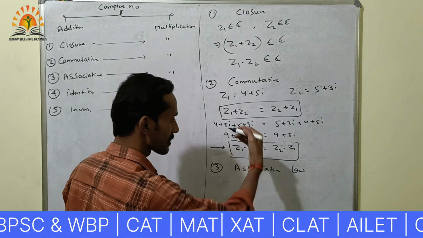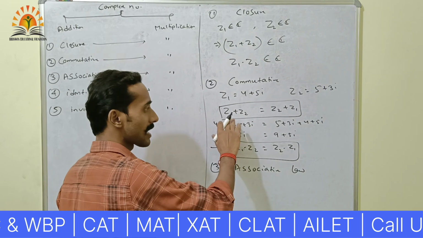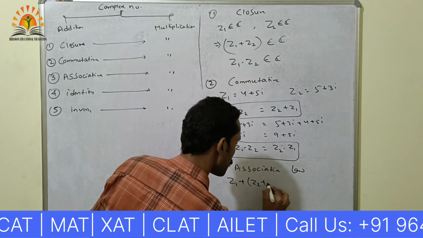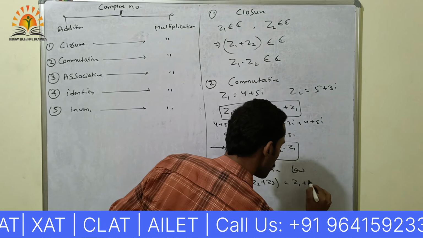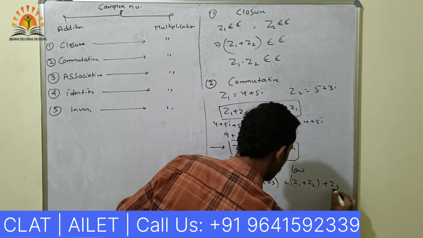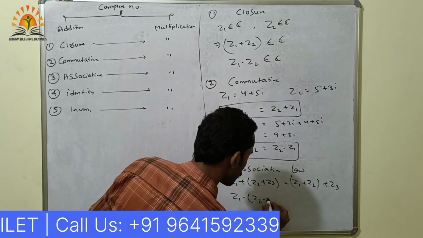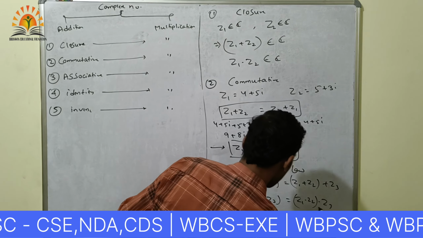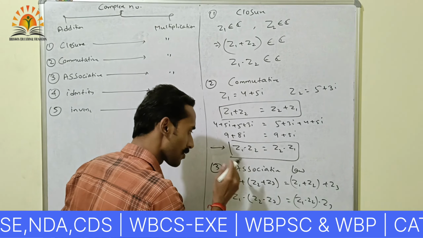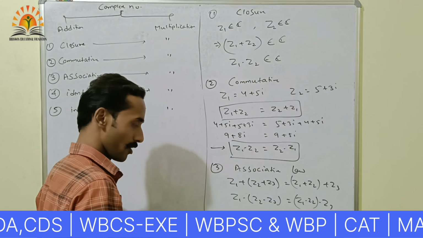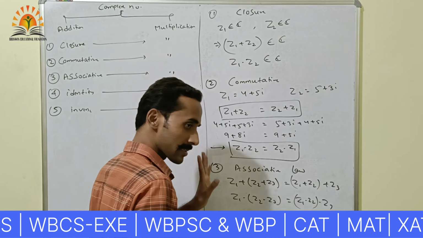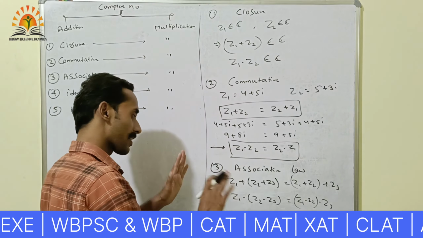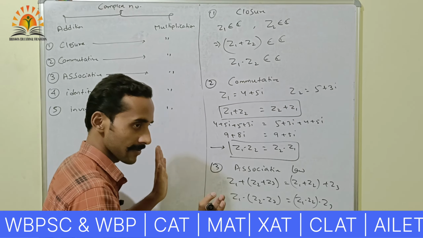Now the associative property. It is a similar property, but there are three numbers instead of two. Z1 plus Z2 plus Z3 is equal to Z1 plus Z2 plus Z3 grouped differently, or Z1 multiplied by Z2 times Z3 is equal to Z1 times Z2 multiplied by Z3. Same thing, but with three numbers. You can add in any order. If you want to add Z1 with Z2 first, you can. If you want to add Z2 plus Z3 first, you can. There is no restriction.